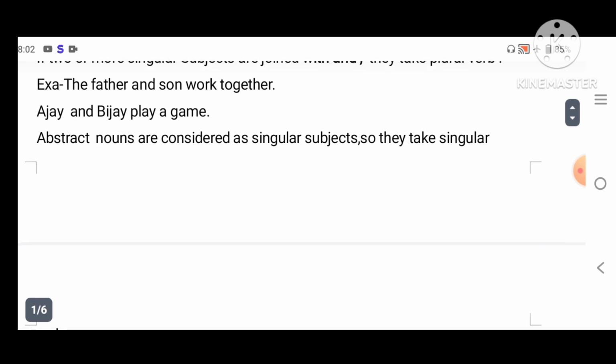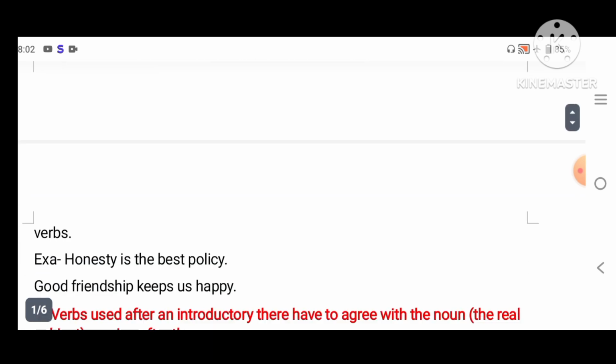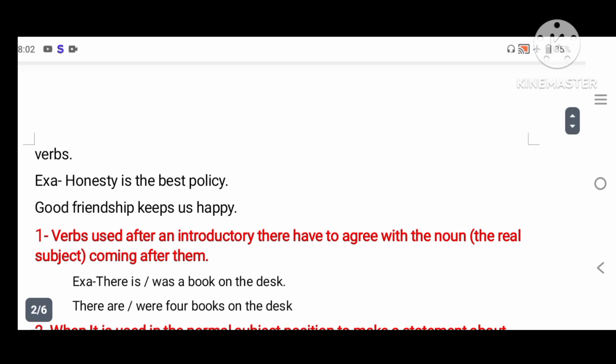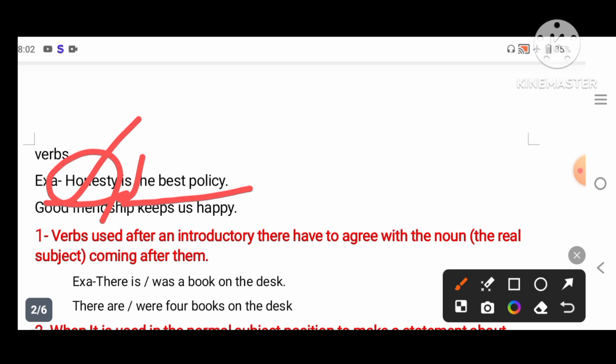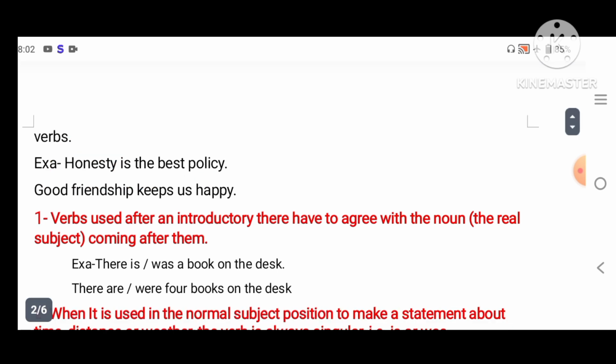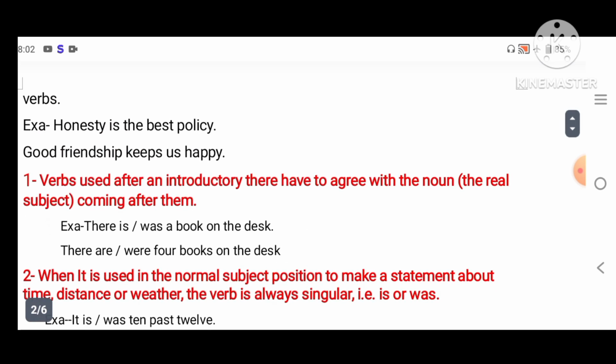Okay. So abstract nouns are considered singular subjects and they take a singular verb. What is the meaning of an abstract noun? We can only feel it, we cannot see it or touch it. Honesty, this we can only realize. Honesty is the best policy. This is an abstract noun. It always takes a singular verb. Good manners. Good friendship keeps us happy. This is an abstract noun.